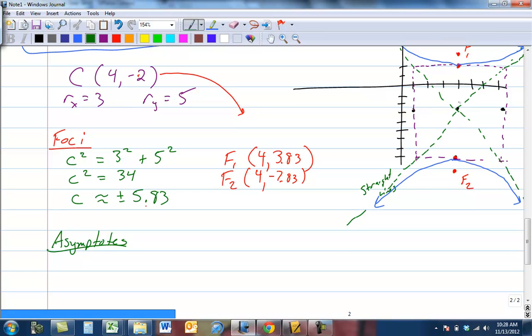Now, both of these lines have a common point. What is the common point these lines have? They both have a common point at the center. They both have a point at the center, 4, negative 2. That's our point.